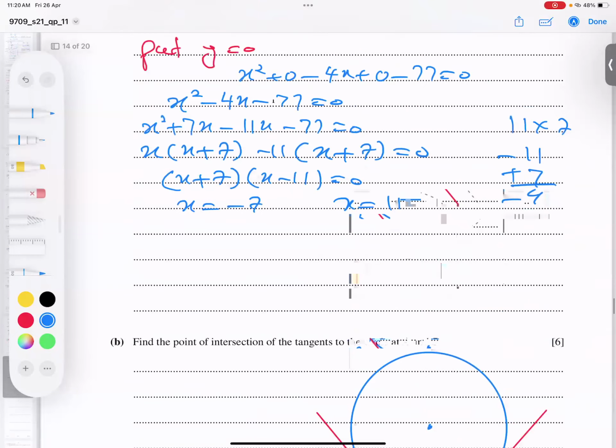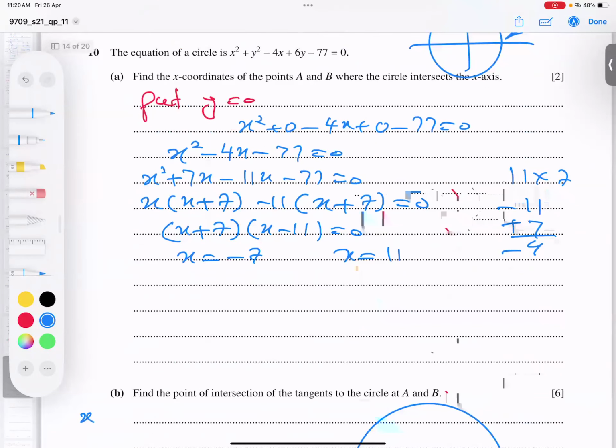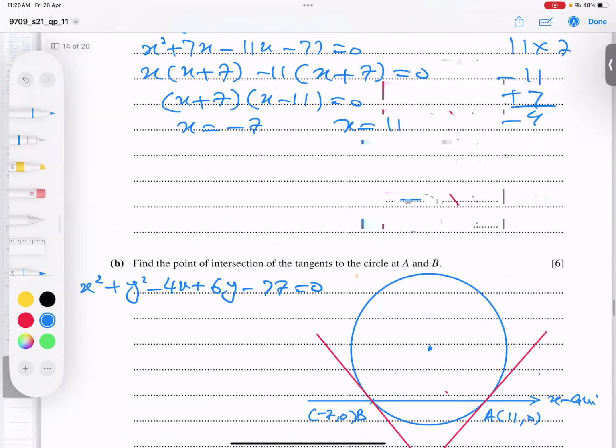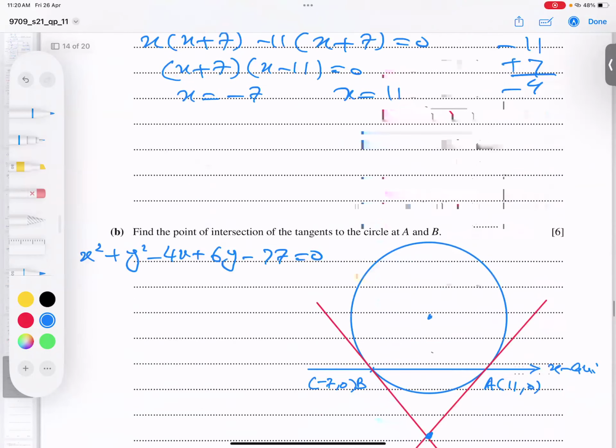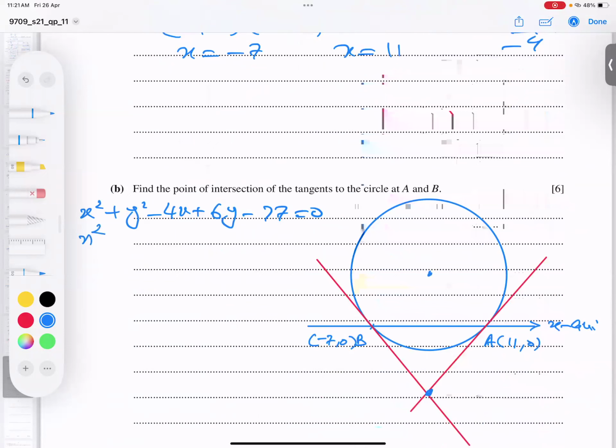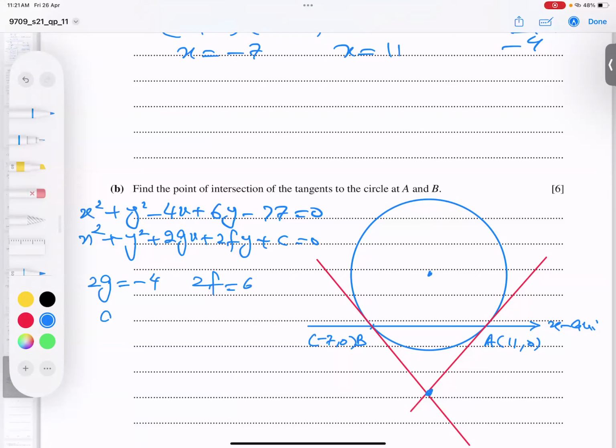Now I find the circle equation, and the circle equation is x squared plus y squared minus 4x plus 6y minus 77 equals 0. But we have a special format, you know. Special format is x squared plus y squared plus 2gx plus 2fy plus c equals 0. So negative 4 equals 2g, and 2f is equal to 6. G becomes negative 2 and f becomes 3.